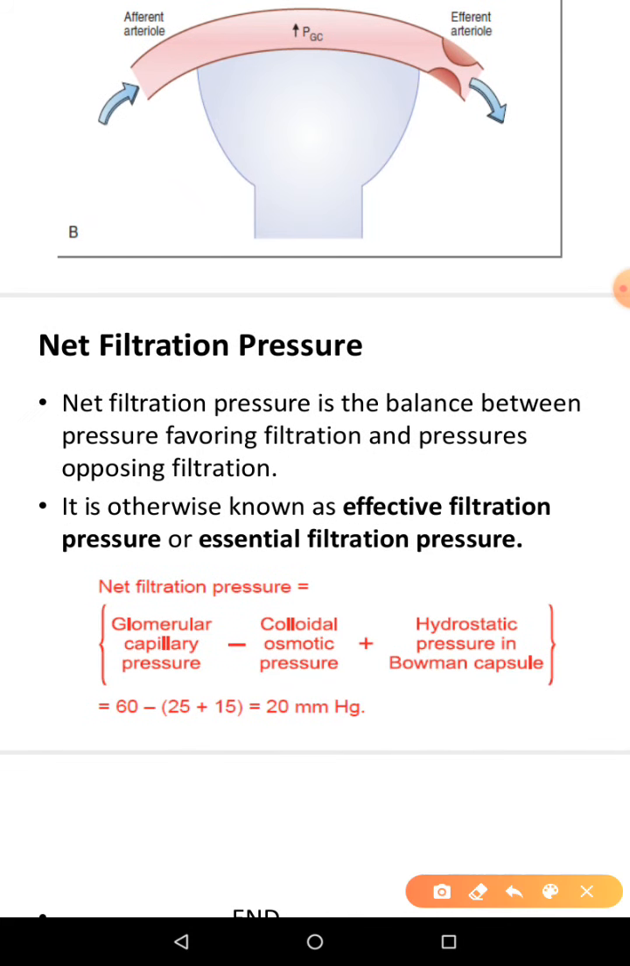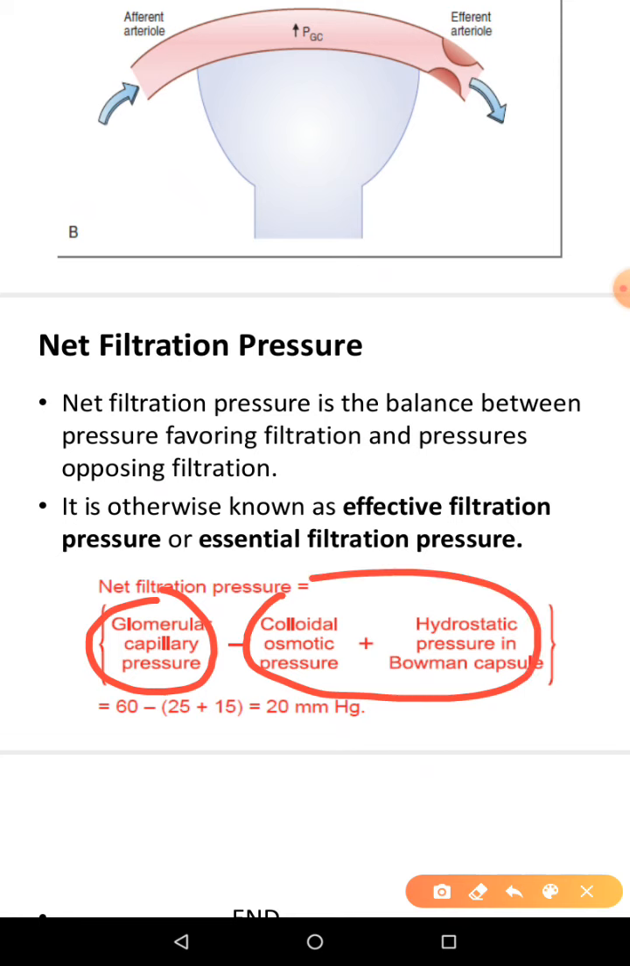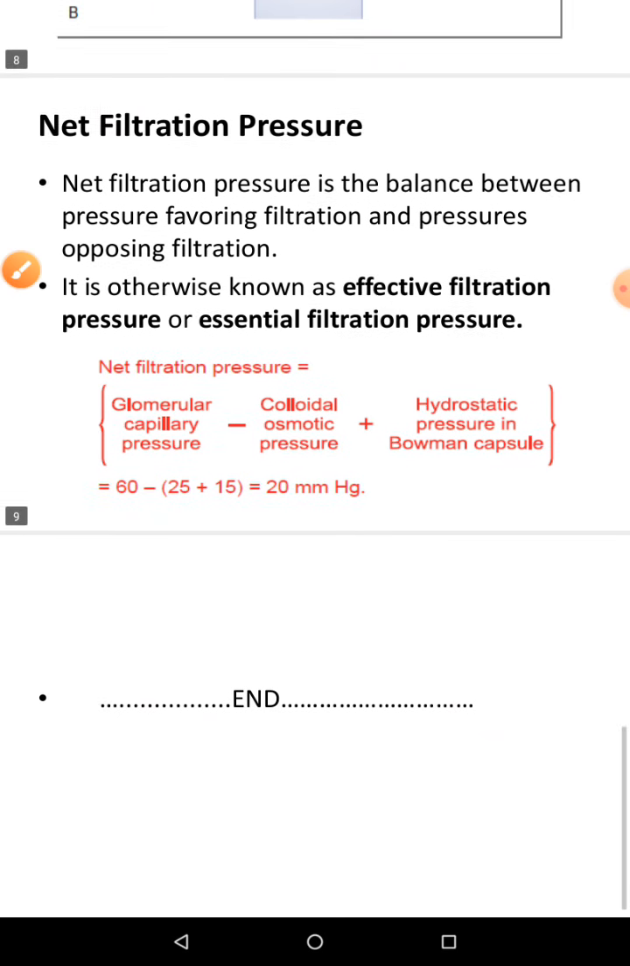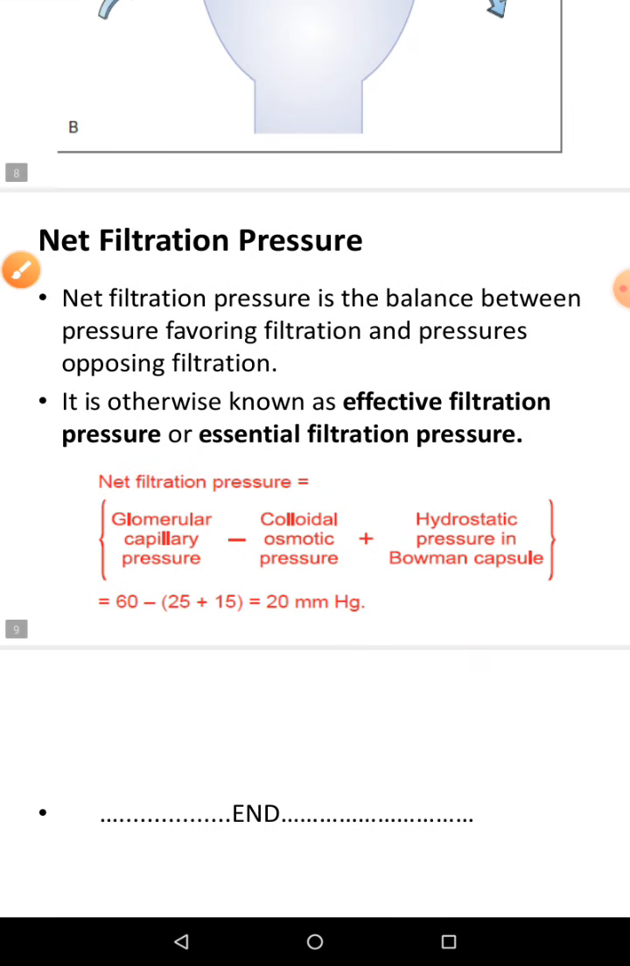And then net filtration pressure is just when you subtract glomerular capillary pressure minus the sum of colloidal osmotic pressure plus the hydrostatic pressure in the Bowman's capsule. Okay, which can give you about 20 millimeters of mercury. Okay, so this is where we end.